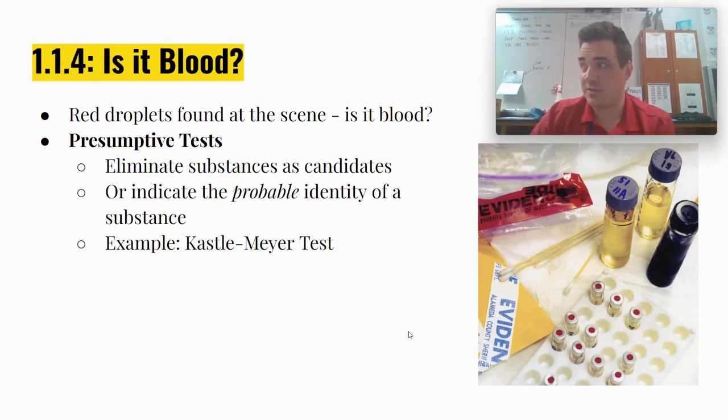And so for an example, the example that we're going to be doing in this one is the Kastle-Meyer test. Basically, we're going to swab that red stuff over there. We're going to add some chemicals to it. And if it turns bright pink, that tells us that, yep, it is probably blood. Doesn't tell us that it definitely is blood, but it tells us that it's likely going to be blood.